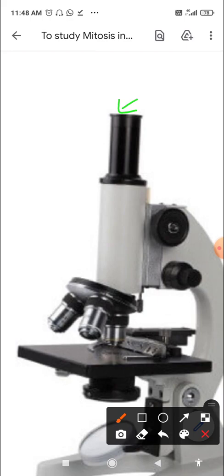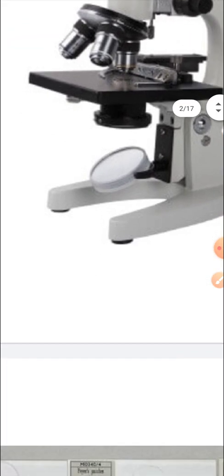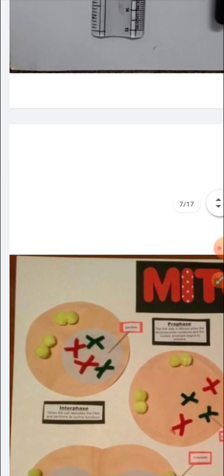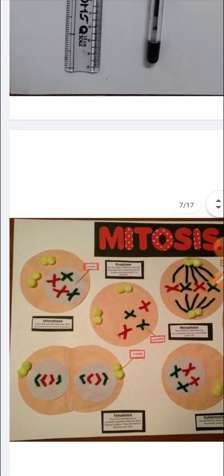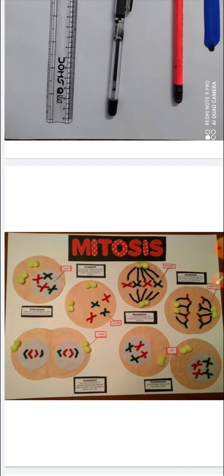Of course, when you view under the low power of the microscope, you will be able to just see the cells along with the nucleus. Otherwise, when you observe it under the high power of the microscope, you will observe the following stages, and of course, the different stages of mitosis would be given to you. So, we will have a quick review of mitosis in animal cells.